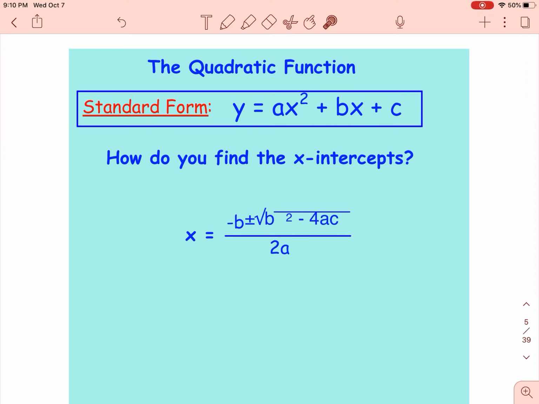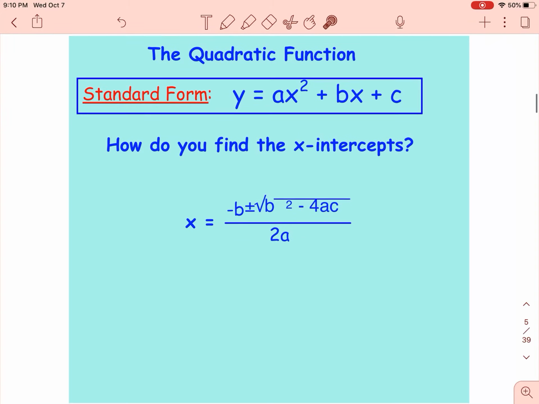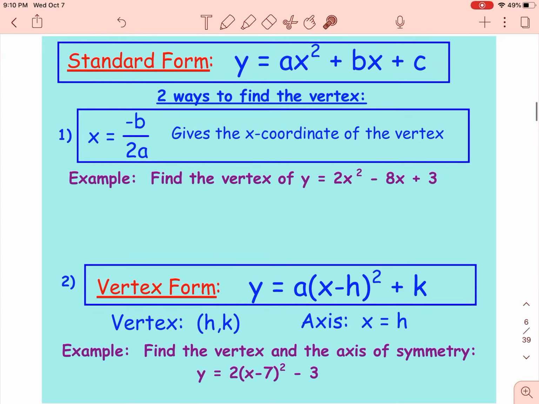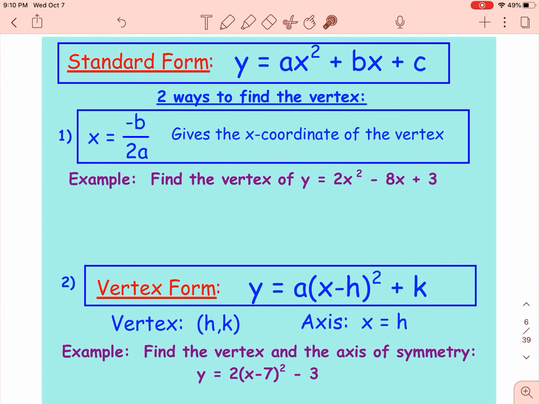Quadratic functions, standard form of a quadratic. How do we find x-intercepts? If you need to find the x-intercepts, you simply set the quadratic equal to 0, and you can use the quadratic formula. Or you can factor, you can complete the square, all the ways you learned to solve quadratics. So let's take a look at some things we're really going to zero in on. Standard form for a quadratic: y equals ax squared plus bx plus c.